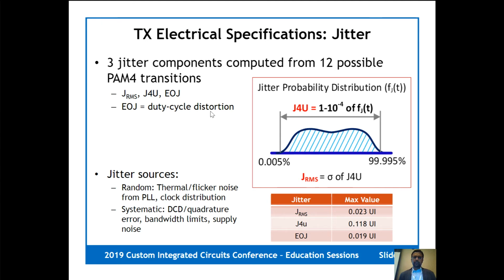And JRMS is nothing but the standard deviation of this jitter. So to look at some actual numbers for 56 gig, the J4U, you don't want it to be more than 12% of your UI. And the RMS jitter itself, translated to picoseconds, is less than 2 picoseconds of RMS jitter. And they'll scale roughly by a factor of 2, going to 112 gig. And we'll talk a little bit more about how one can go about analyzing the jitter contributions of different circuits in the clock path and what you can do to optimize it in the link modeling section.